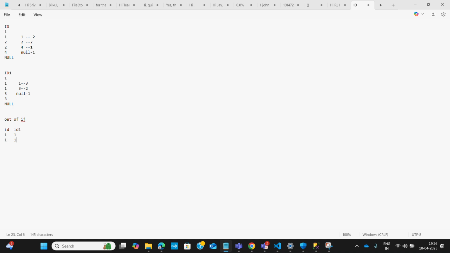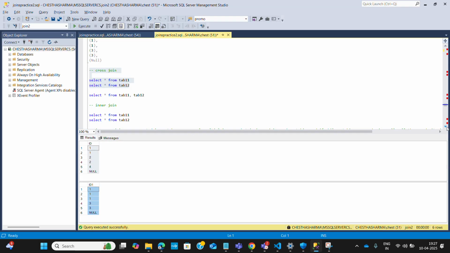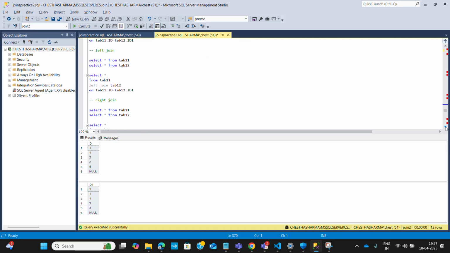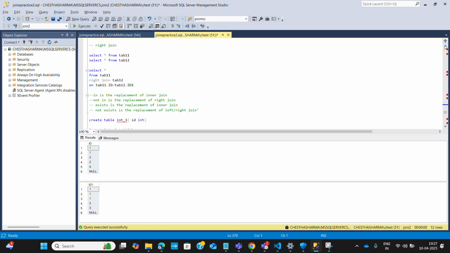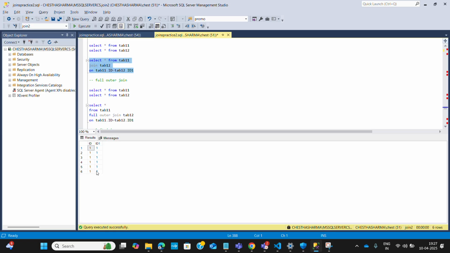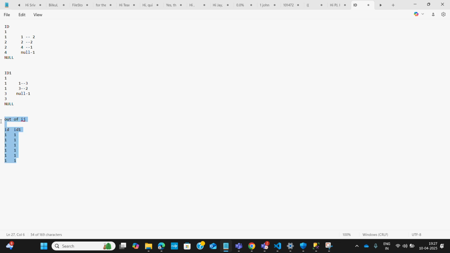1, 1, 1, 1, 1. Let me just show you in SSMS also, so you can confirm that. See, you can see that. So this is the tricky part here. If the null is common in both the rows, then it will not come to the output.